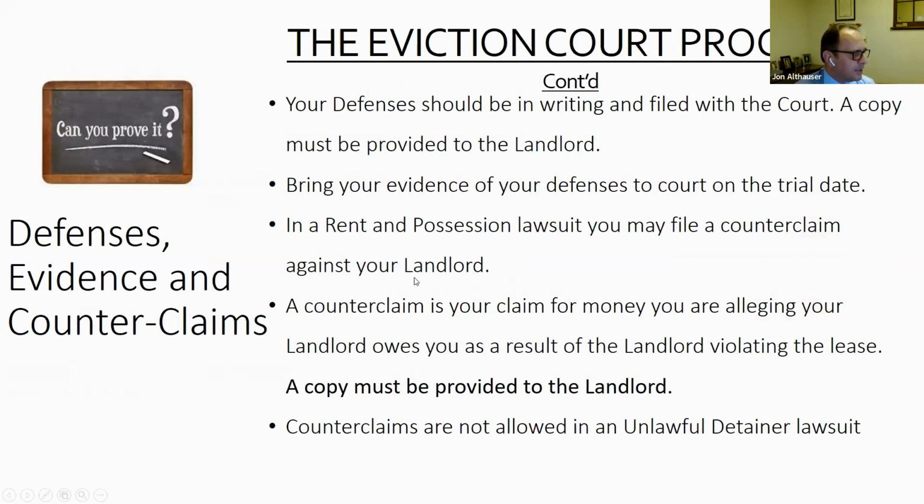So, defenses, evidence, and counterclaims. We talked a little bit about this. Defenses should be in writing, and you have to provide a copy of that to the landlord or the landlord's attorney if they're represented by an attorney. So bring your evidence to court on the trial date.